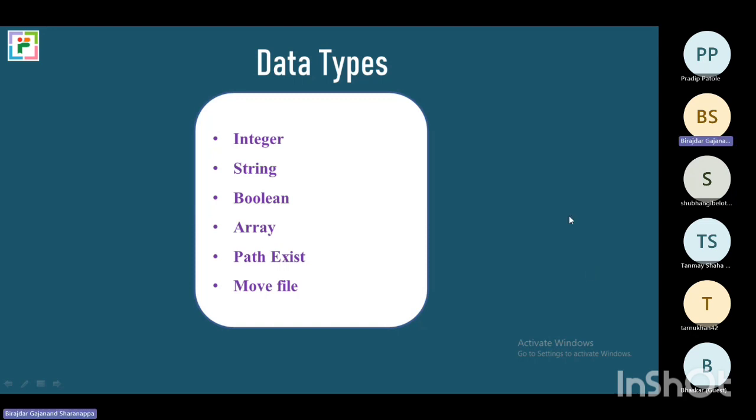Thank you for confirming. So as we already went through the different data types like integer, string, boolean, array, list, path exist, we have to see today. Then move file, that again we have to check how we can do that. We'll go one by one.